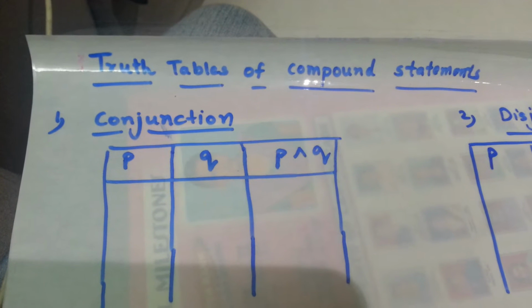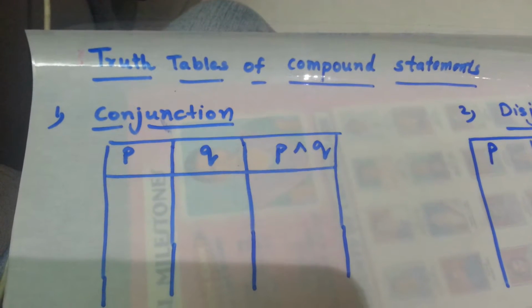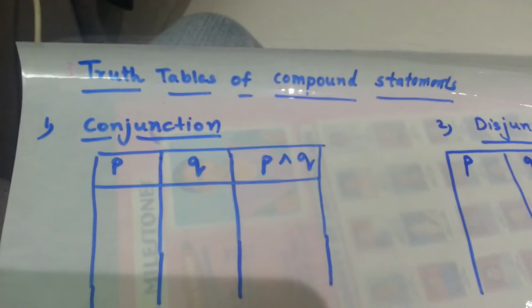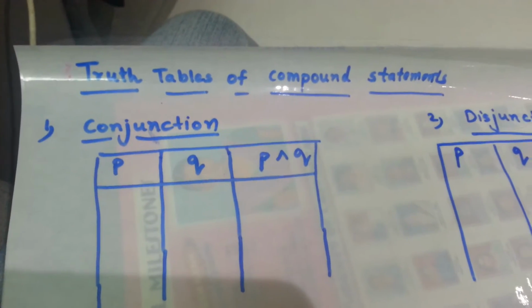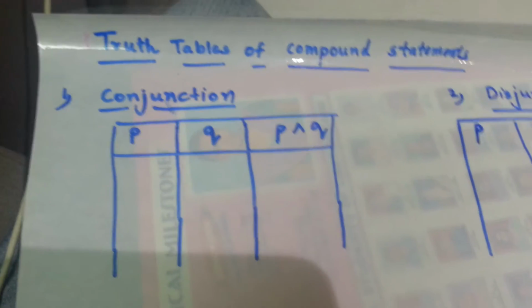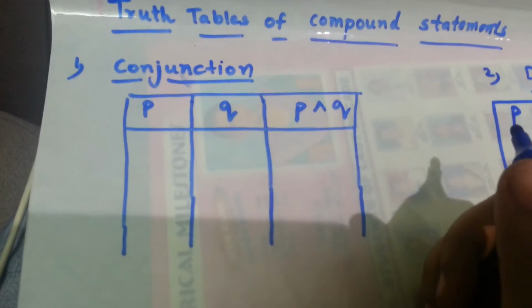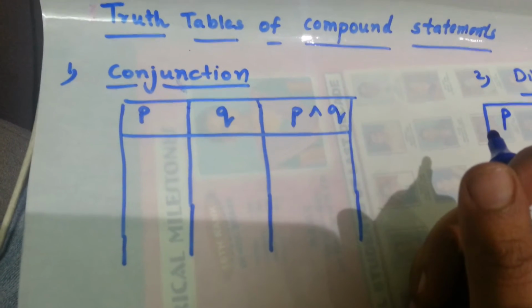First we will prepare the truth tables for the conjunction, then disjunction and the rest. These truth tables are also referred to as the truth tables of the connectives. In the last video we learned what the connectives are. Now we'll learn about the truth tables of the connectives.